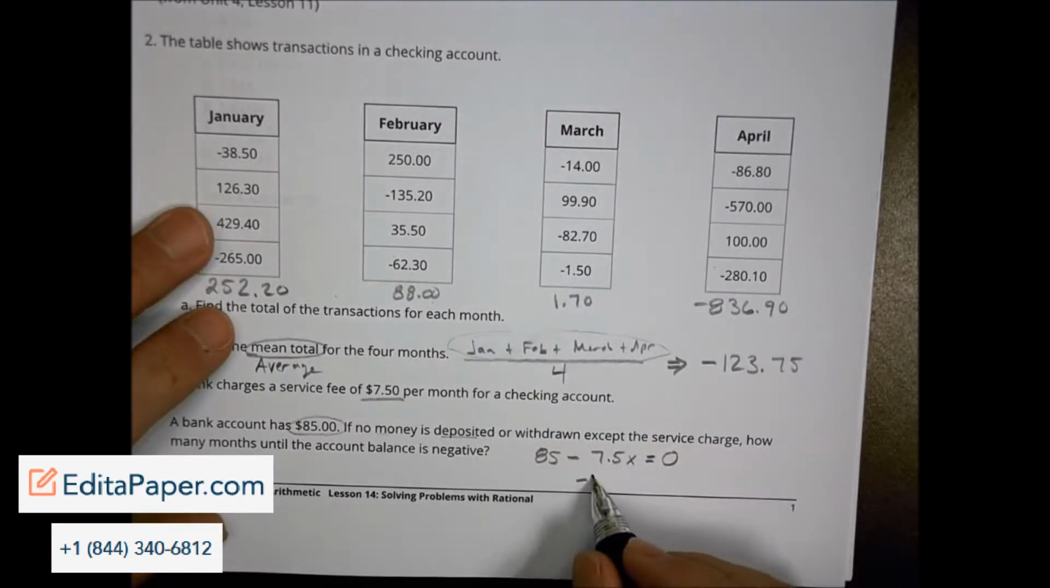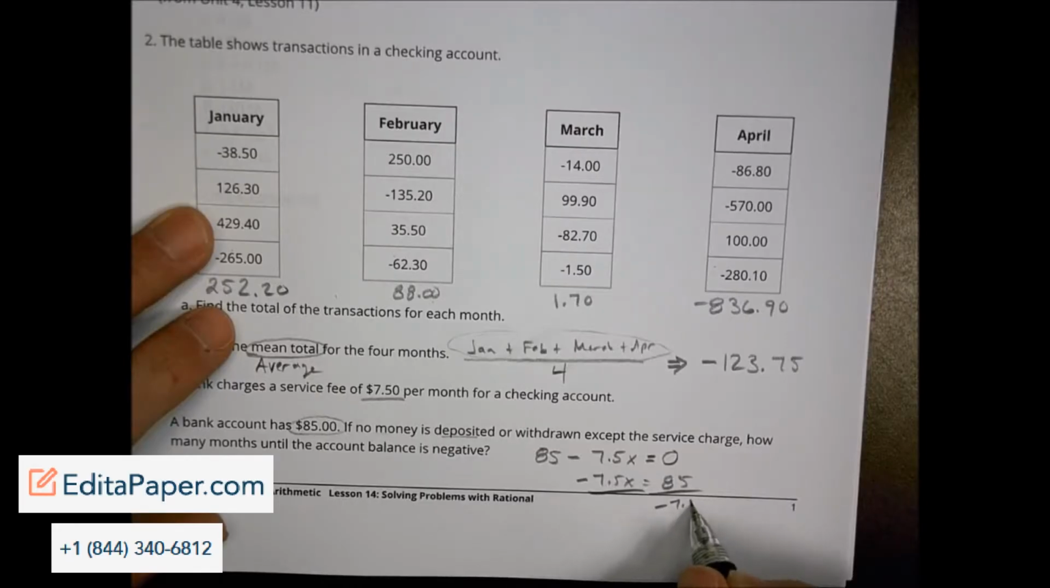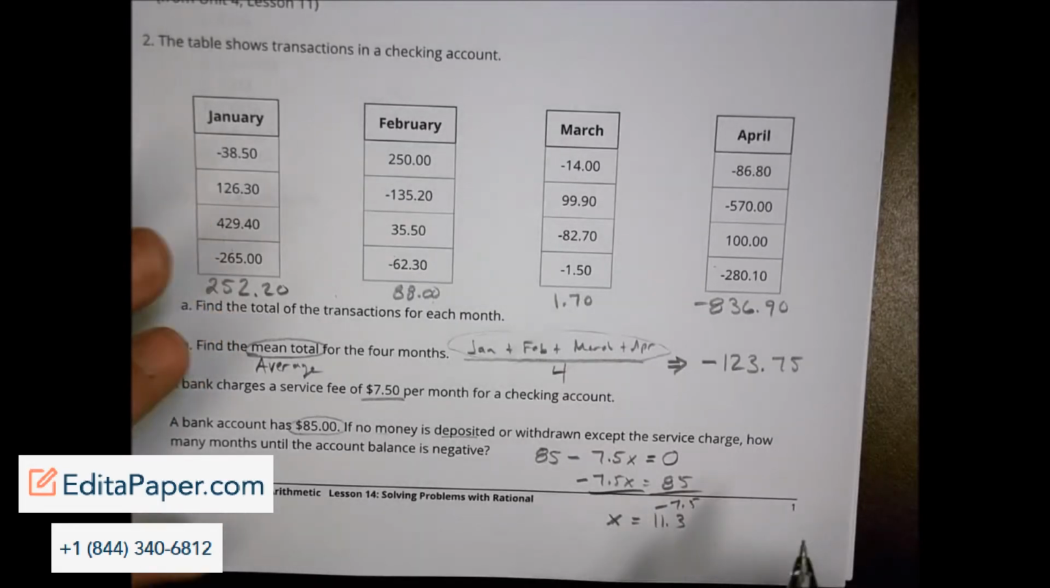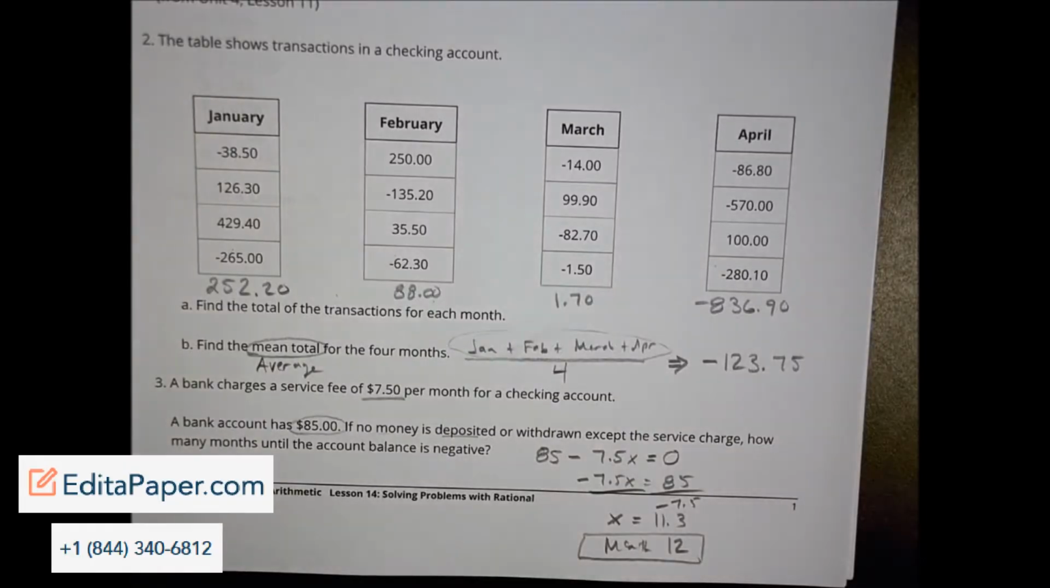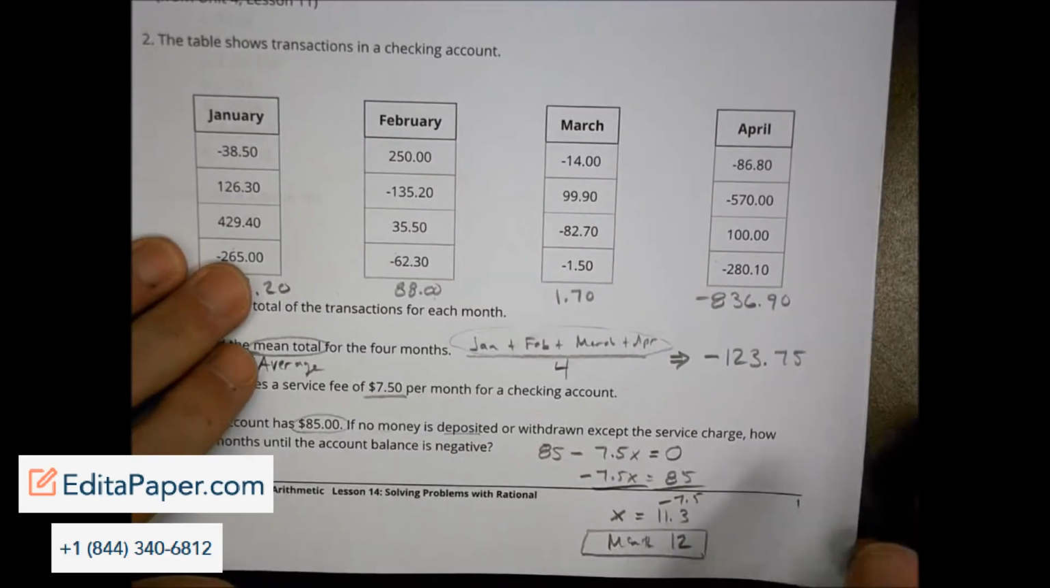So we're going to do -7.5x equals 85. We'll divide both sides by -7.5 so that x equals, in our case here, 11.3. So at 11.3 you're at 0, which means that on month 12 you're going to be in the negative zone. Okay? So you can get 11.3 months and then you run out of money, and after that you're in trouble. So you end up with 12 months is when you're out of money.